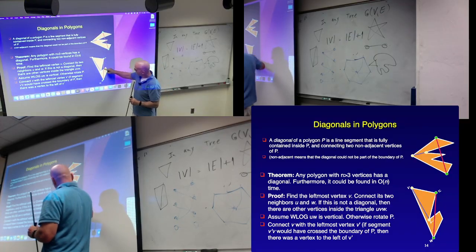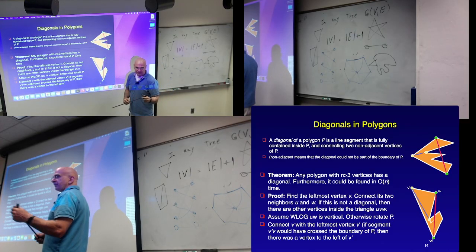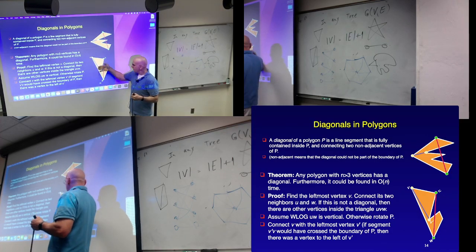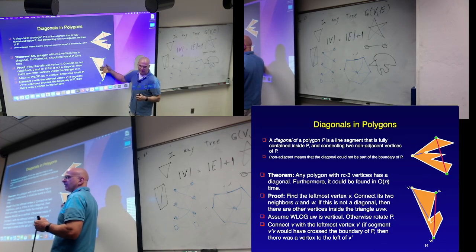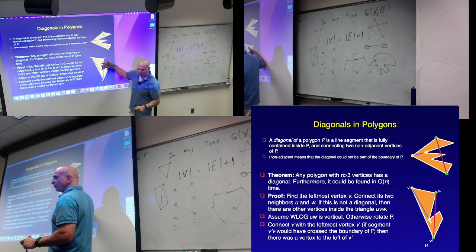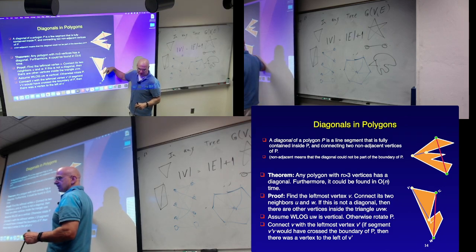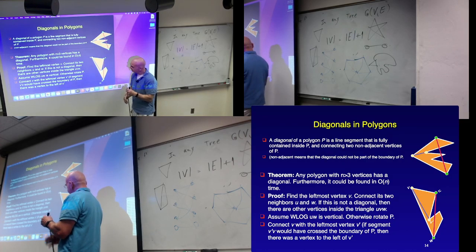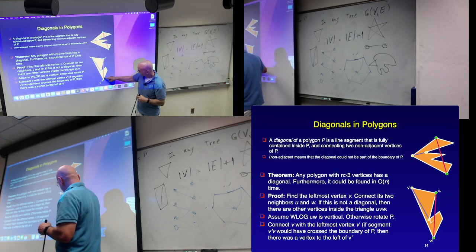So I'm attempting to connect U to W. And if I succeeded, then I can prove my theorem by induction. If it was true for any polygon that has fewer vertices, then it's true now, because I just get rid of one such ear. And I can keep doing it until I break it into triangles. So here is the harder part.